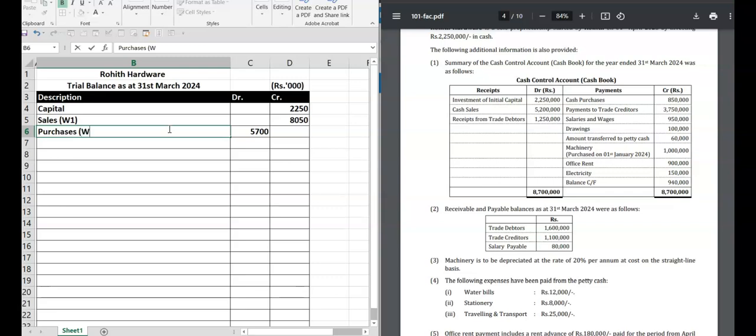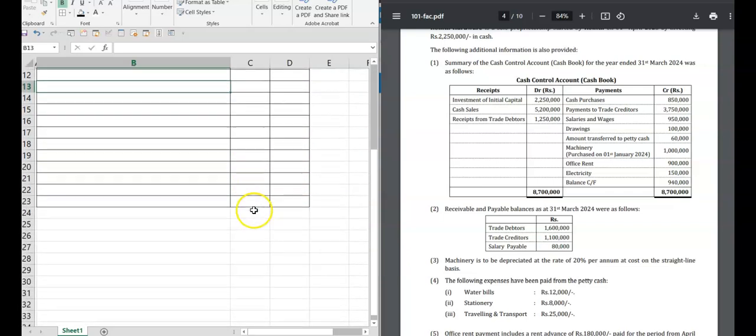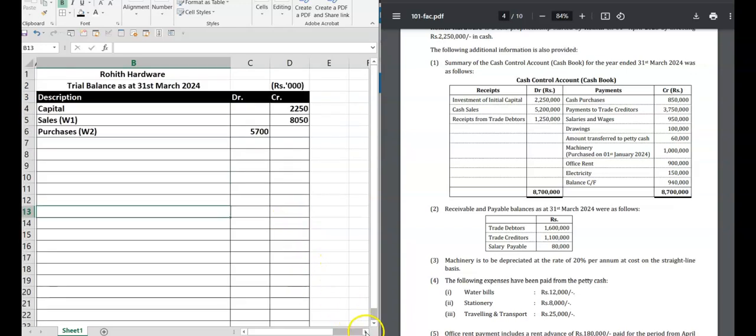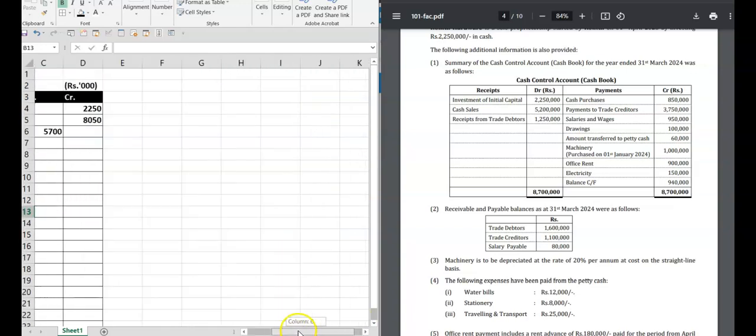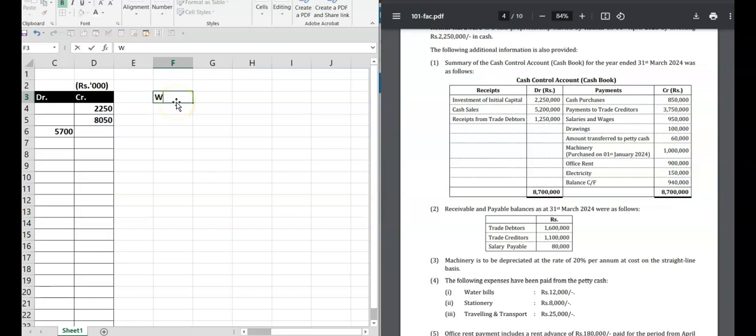This is very important, that's why I didn't do it before, because I want to specially notify this to you all, right? So purchase W2, that is working 2. You have to do the workings down, on the side here. So what is working 1? Working 1 is the sales figure.